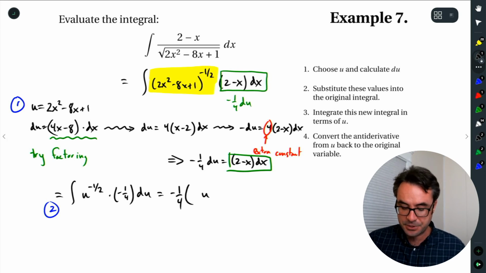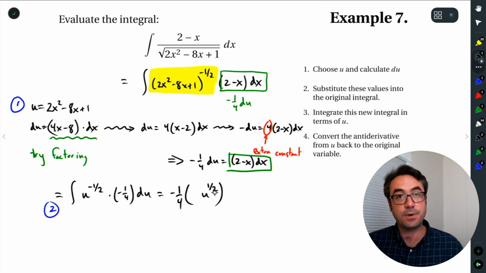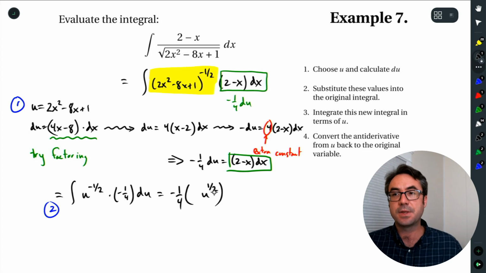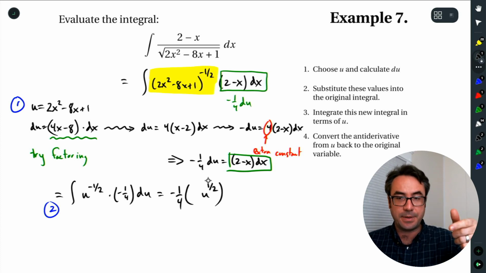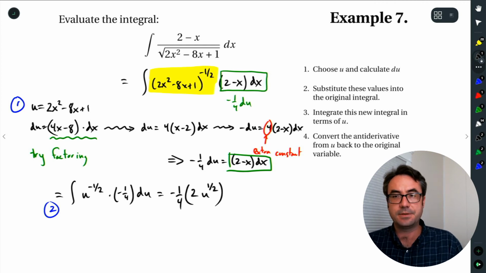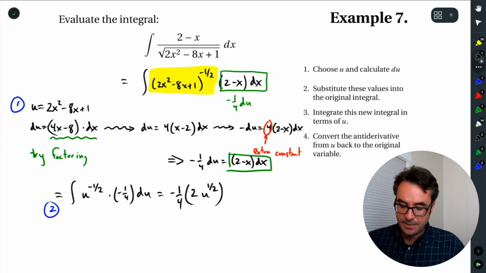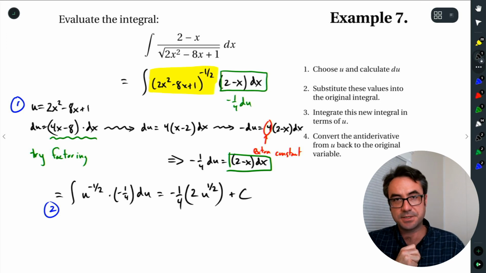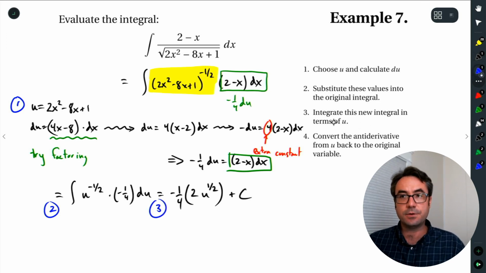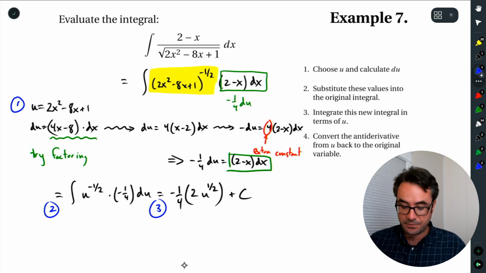So our variable is u. I add 1 to the exponent, so that's going to bump me up to +1/2. So I'm going from -1/2 up to +1/2 if I add 1. And then I take this new exponent and I flip it. So I'm going to put a 2 over 1, or just 2, right there. And then our customary plus c at the end. And we've integrated our new integral. So we're done. We have the antiderivative. The only thing left to do now is simplify and then convert back to x.